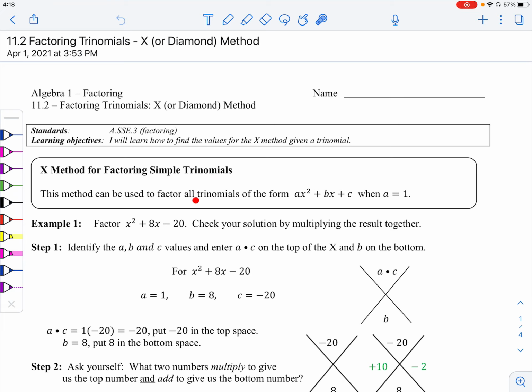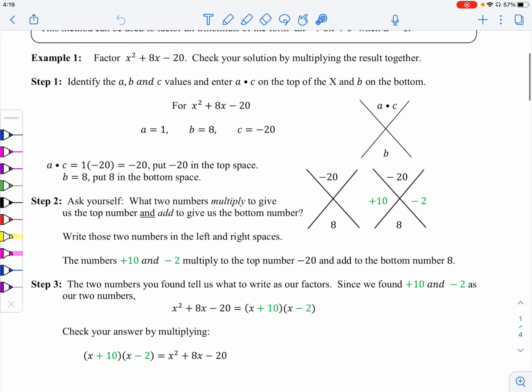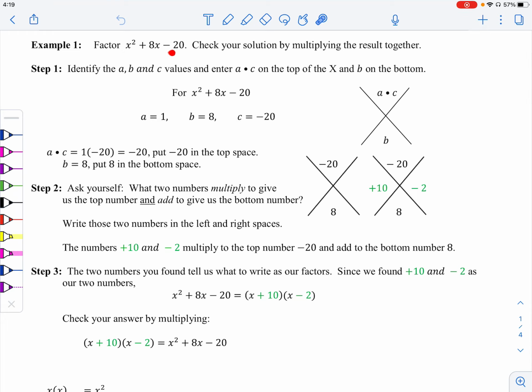This method can be used to factor all trinomials of the form ax squared plus bx plus c when a is equal to 1. The leading coefficient here is equal to 1. So we're going to factor x squared plus 8x minus 20.